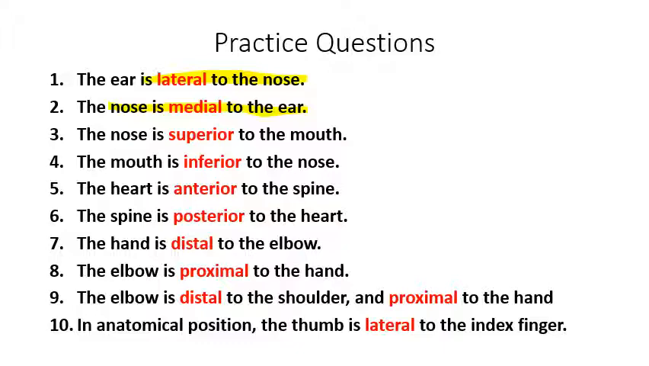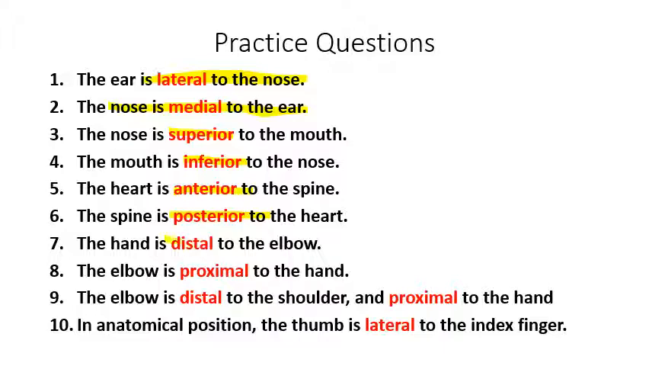Okay, above and below: the nose is actually above the mouth, so we say the nose is superior to the mouth and the mouth is inferior to the nose. The heart is located on the anterior side of the body. The spine is located on the posterior part. So we would say the heart is anterior to the spine, and the spine is posterior to the heart because it's closer to the back side of the body than the front side of the body.